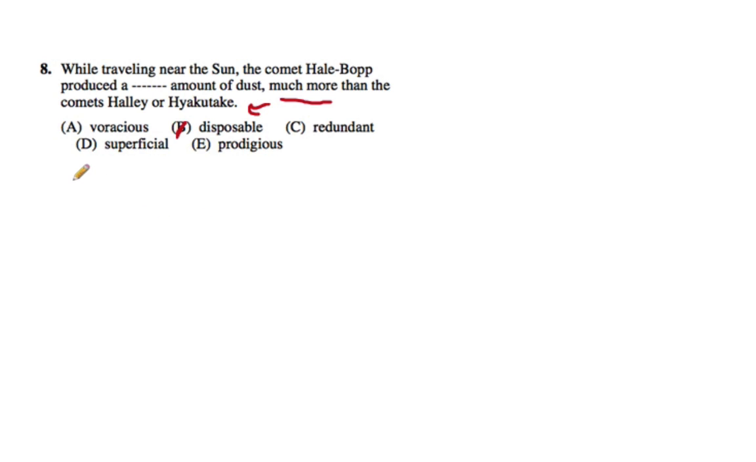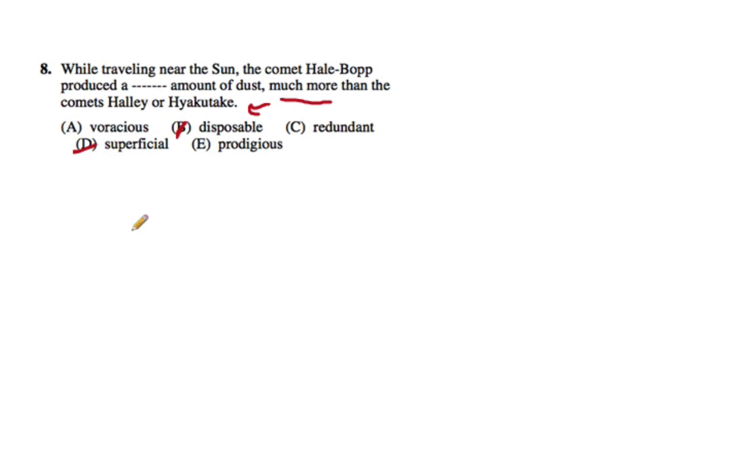Now, let's say superficial. Let's say you know it. Superficial means something on the surface. That has nothing to do with a large amount. Cross it out. Now, if you can cross off 2 answer choices, you want to say to yourself, do I have a strong gut on the answer? If you don't have a strong gut, leave it blank. If you do have a strong gut, pick it.